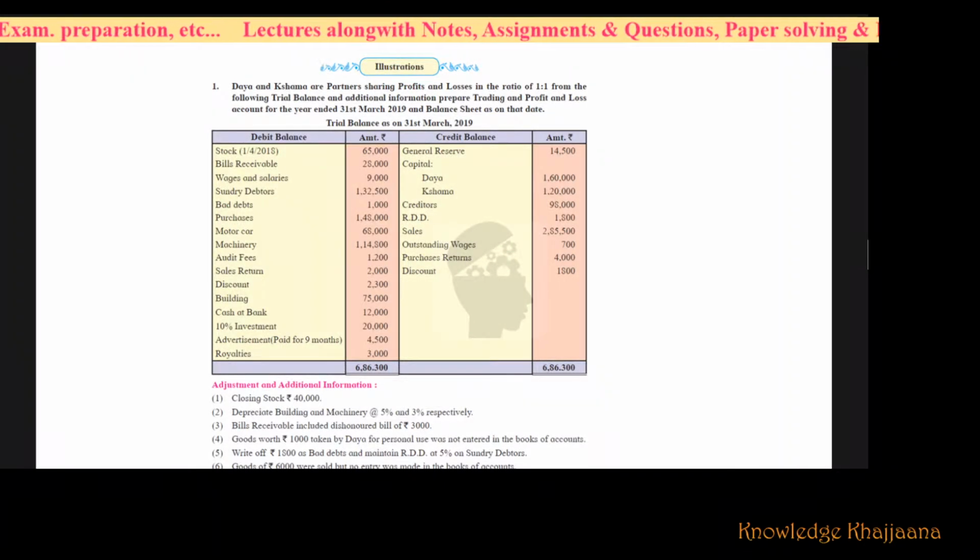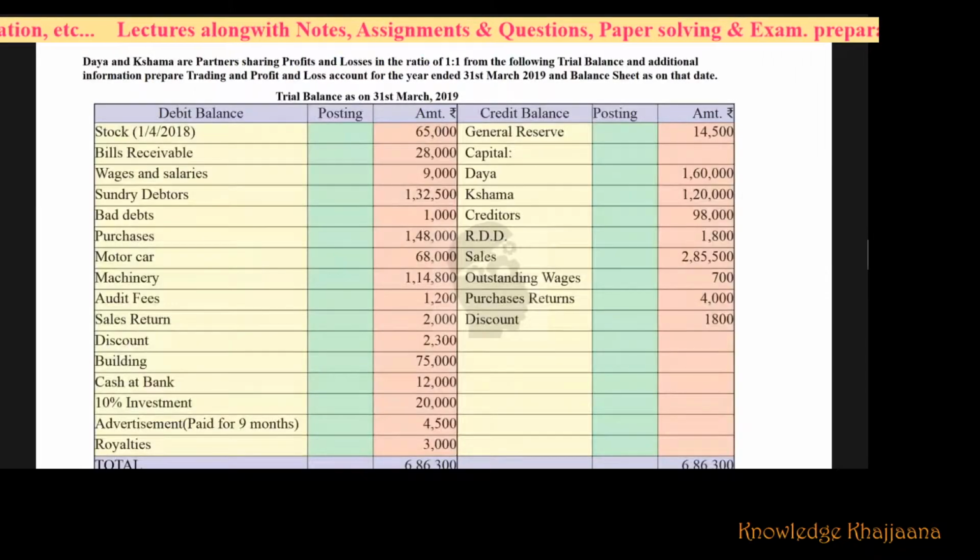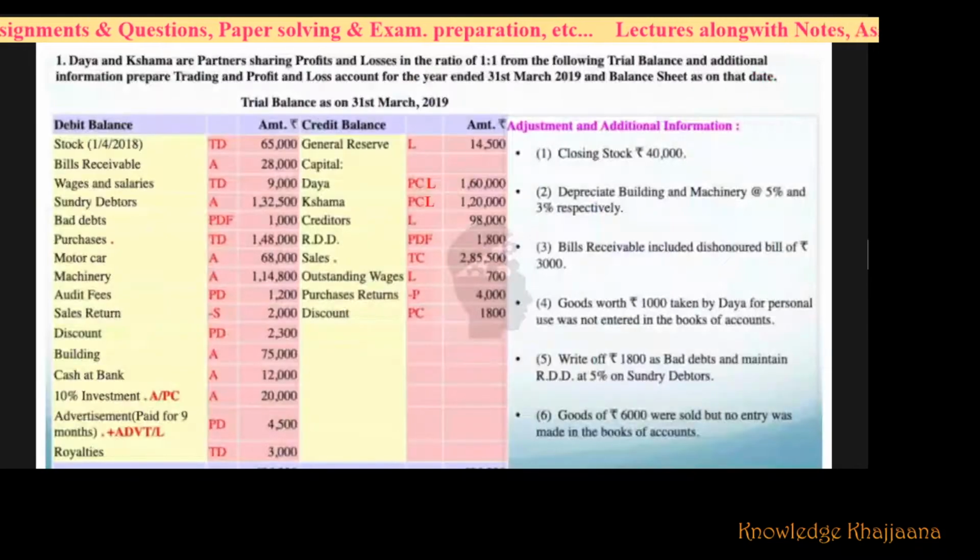Now we are going to start to solve illustration number 1, that is of Daya and Kshama. We have already done the posting. I had told you to make one more column for marking down, for posting purposes. I have already taught you how to post it, how to note it down. This is called noting down, right?